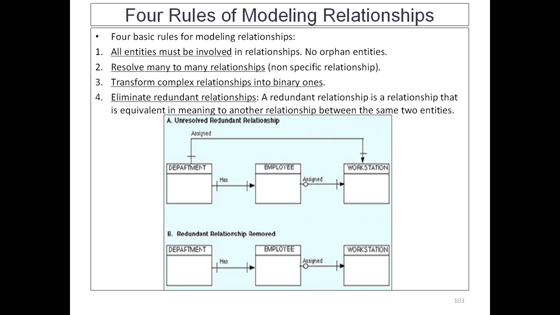That is, those relationships which have the same meaning or an equivalent meaning to another relationship. For example, a relationship between a department assigned to many workstations is the same as department assigned to many employees, and the employee in turn assigned to many workstations. So over here, the upper relationship between the department and workstation seems to be redundant, and this needs to be eliminated. So a redundant relationship is a relationship that is equivalent in meaning to another relationship between the same 2 entities.